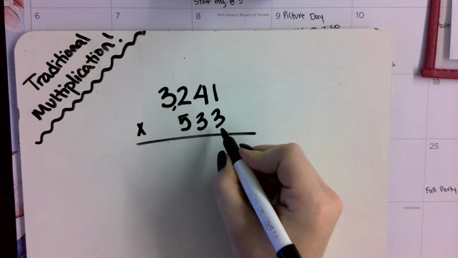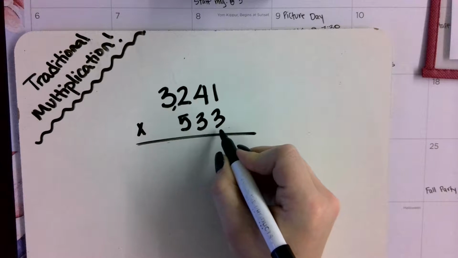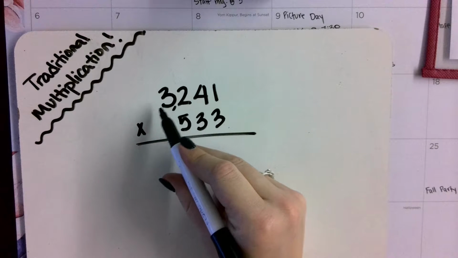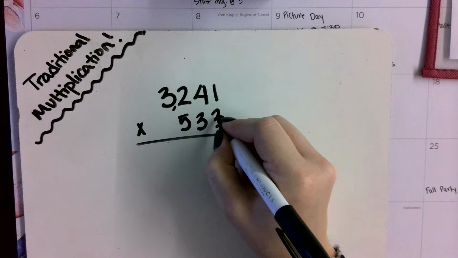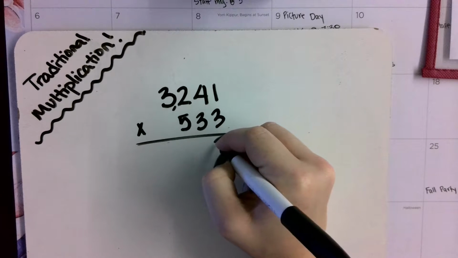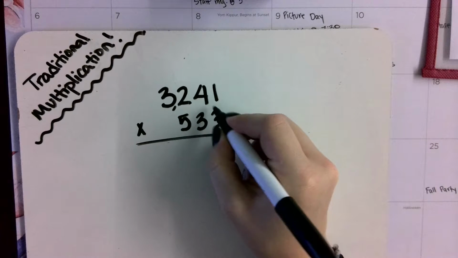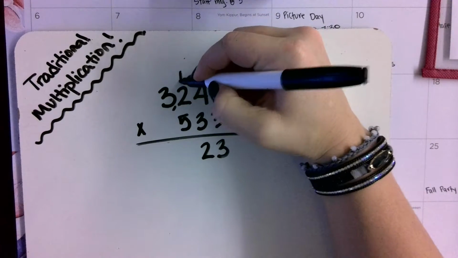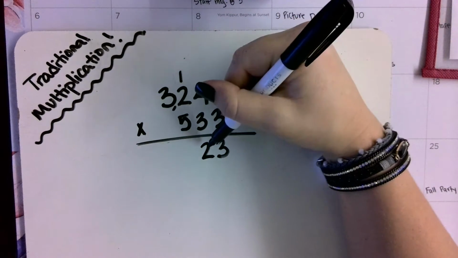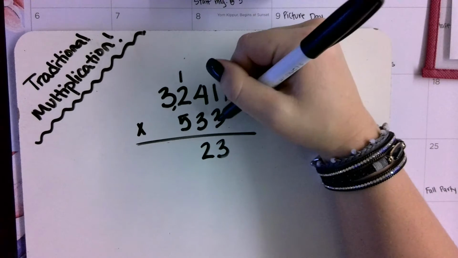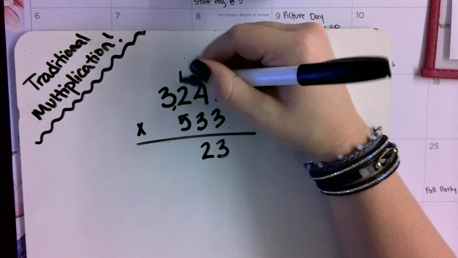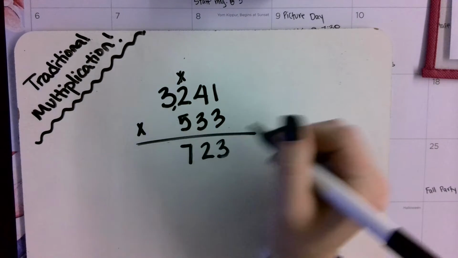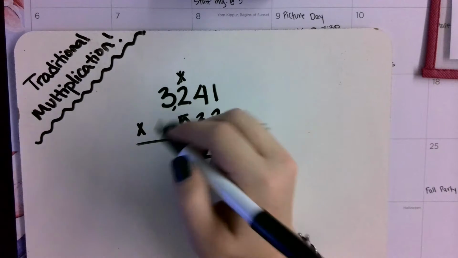So we always start with a digit that's in the ones place, and we're going to multiply it by all the digits going across the top. So 3 times 1 is 3. 3 times 4 is 12, down to 2, carry the 1, because we can't put 2 digits in one place. Then we're going to do 3 times 2, which is 6, and then we're going to add in the 1, which makes it 7, and then 3 times 3 is 9.